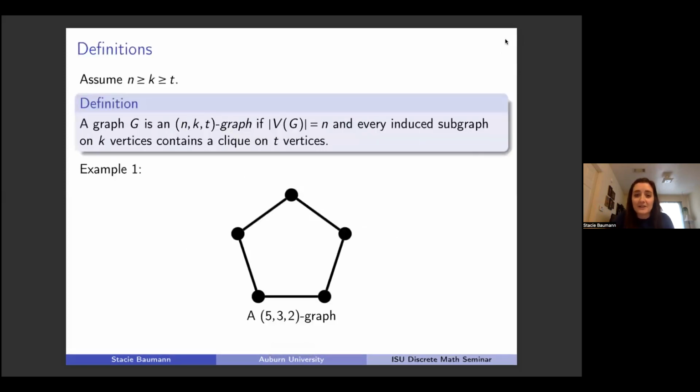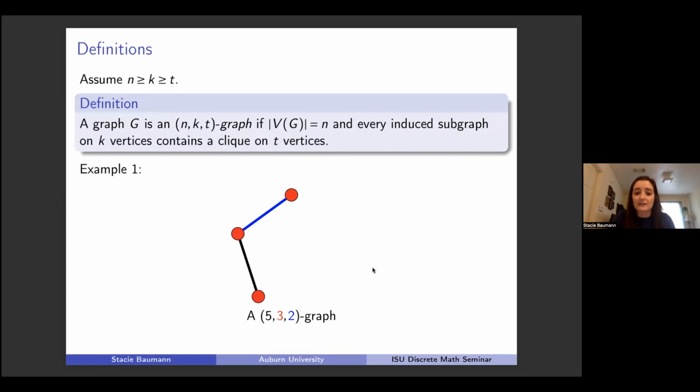All right, so first I'm going to start with some definitions. So what is an NKT graph? An NKT graph is a graph on n vertices in which every induced subgraph on k vertices contains a clique on t vertices. So here, down below, I have a 5, 3, 2 graph. There's 5 vertices. And if I pick any 3, say I pick these 3, and I look at the induced subgraph, then it contains a K2.